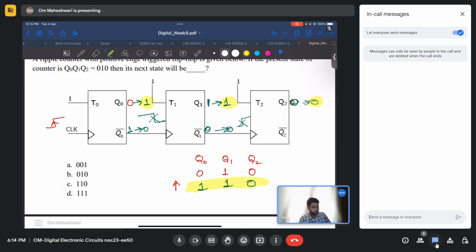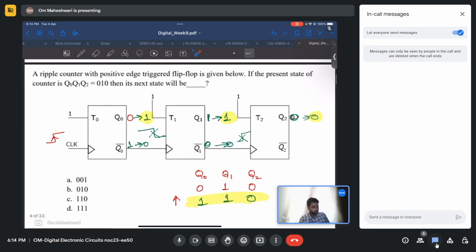So let me repeat. Initially you had 0, 1, 0 stored, right? When you apply a positive edge of the clock, this T flip-flop will activate, and as the input to the T flip-flop is 1, this Q0 will flip from 0 to 1. And this Q0 bar, it was 1, it will flip to 0.